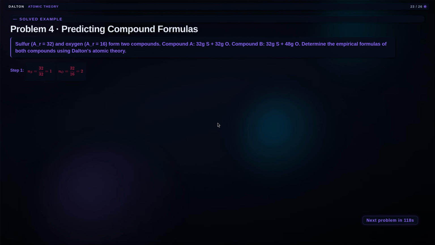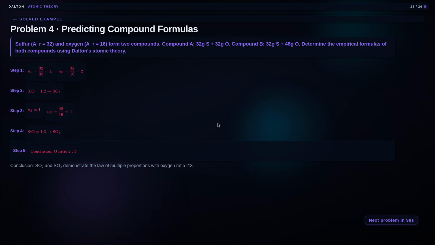Problem 4. Predicting compound formulas. Sulfur with atomic mass 32 and oxygen with atomic mass 16 form two compounds. Compound A has 32 grams sulfur and 32 grams oxygen. Compound B has 32 grams sulfur and 48 grams oxygen. Determine the empirical formulas of both compounds using Dalton's atomic theory.